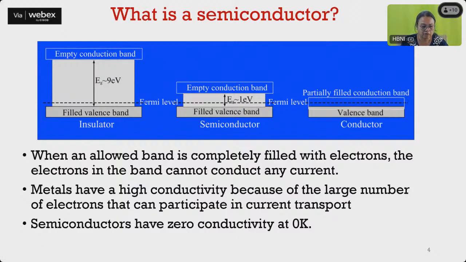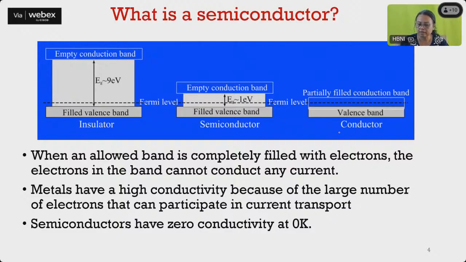Now, why are we observing this kind of change in conductivity? What is a semiconductor? We have now differentiated the materials as per the conductivity, but there is also another way. If I ask you how else you can differentiate materials, you will say that it depends on the band gap.